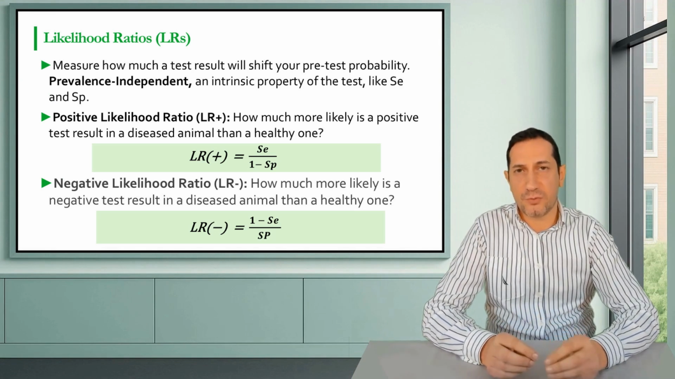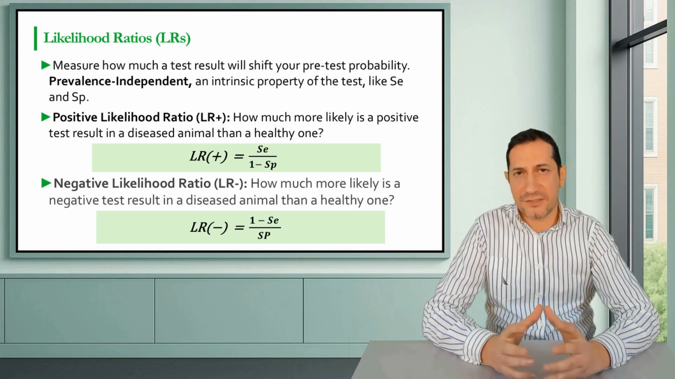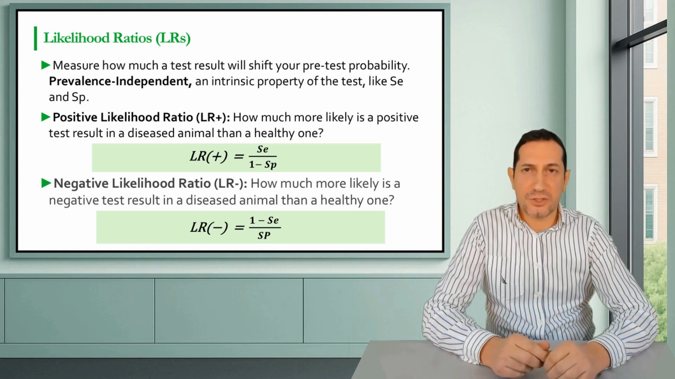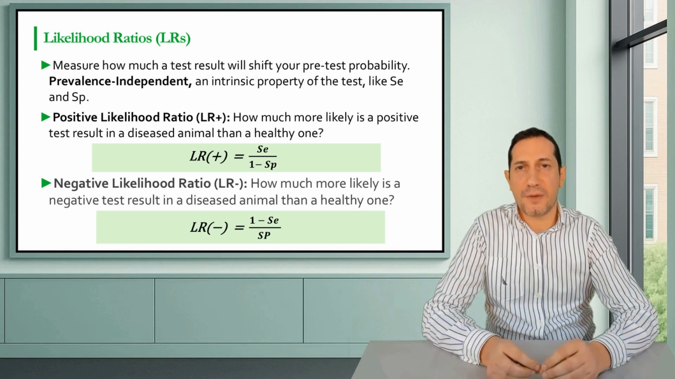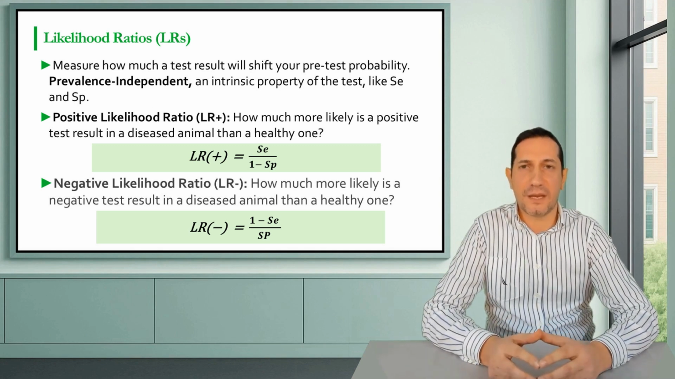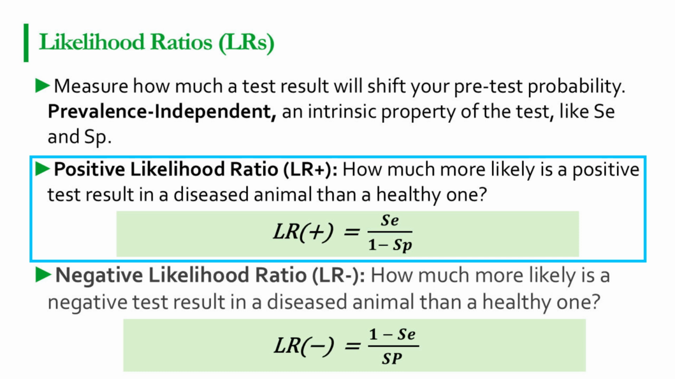The most powerful tool for this is the likelihood ratio. A likelihood ratio tells you how much a given test result should shift your suspicion. Unlike predictive values, likelihood ratios are prevalence independent, making them a stable and transferable measure of a test's diagnostic power. The positive likelihood ratio answers the question, how many times more likely are we to see a positive test result in a truly sick animal compared to a healthy one? It's calculated as the sensitivity divided by the false positive rate, which is 1 minus specificity.